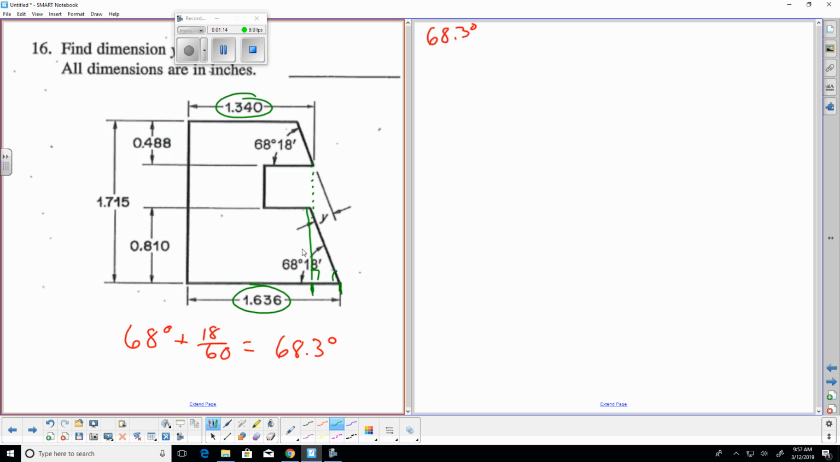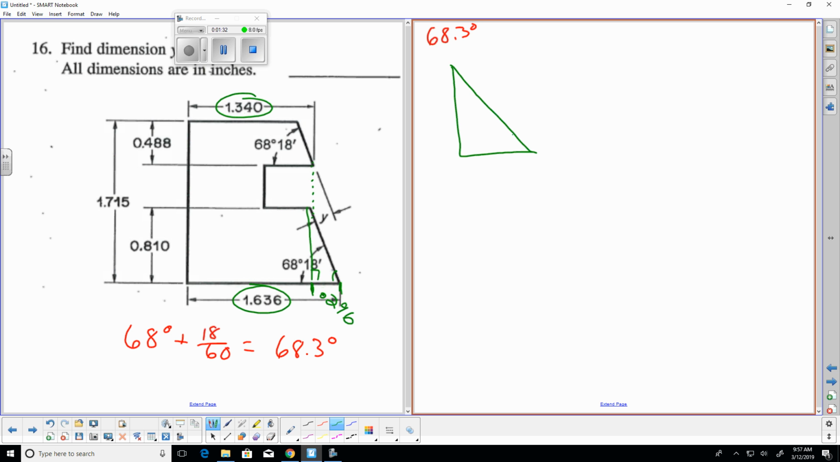I need 1.636 minus 1.340. So that will give me this distance right here. 0.296. Okay, so green triangle goes like this. We know this angle. This is 0.296.